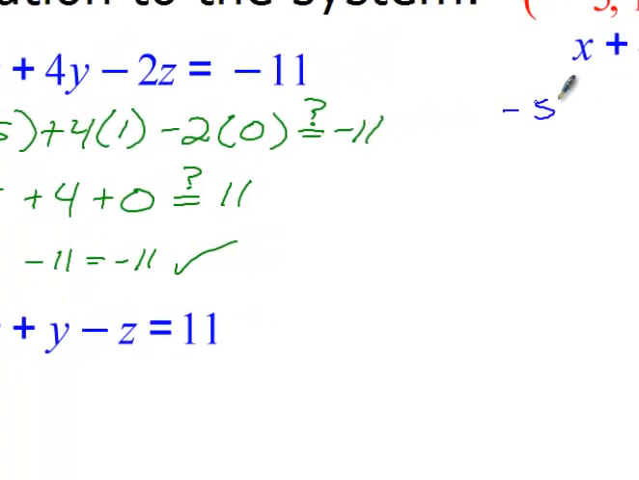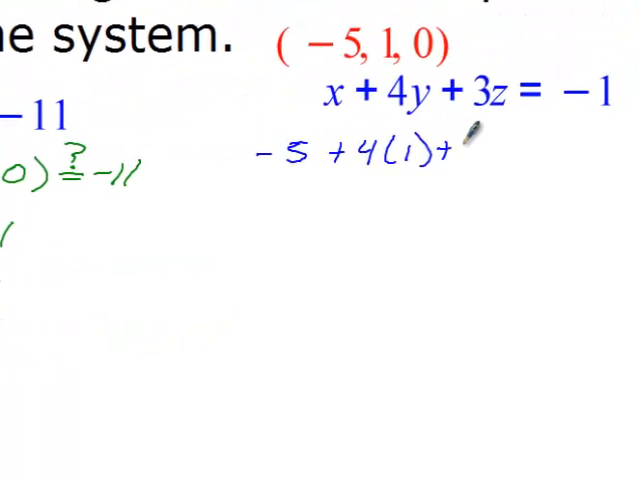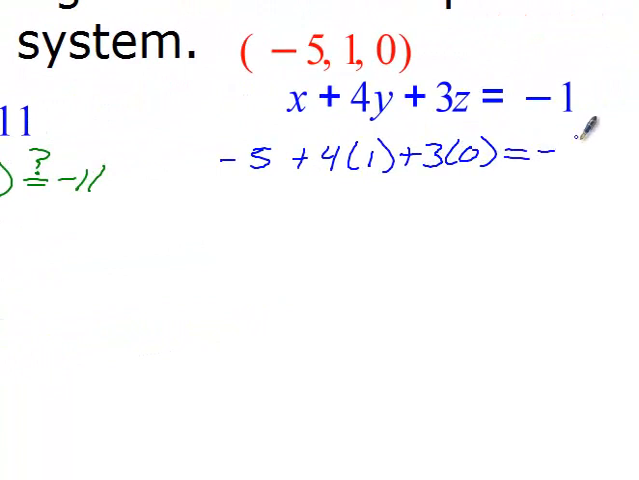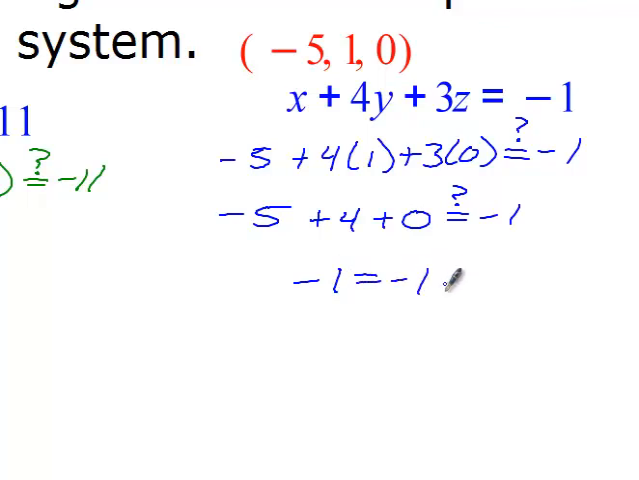So, okay, what's negative 5? Well, negative 5 is just negative 5. What is 4 times 1? And what is 3 times 0? And what is negative 5 plus 4 plus 0? So is negative 1 equal to negative 1? All right, so far we're doing good, but we still have to check out this guy, right?